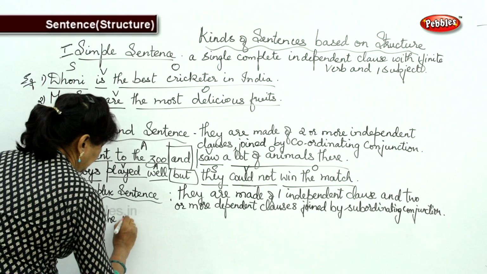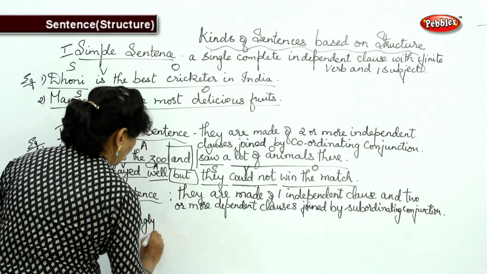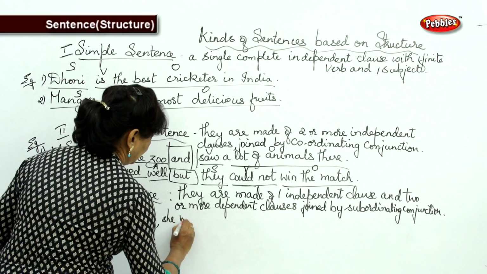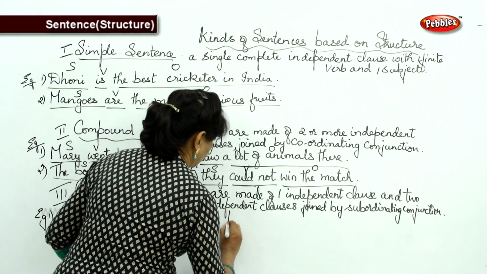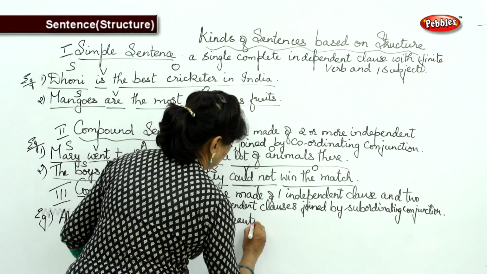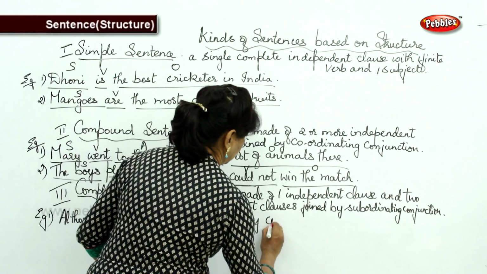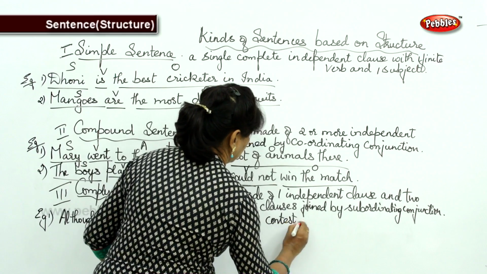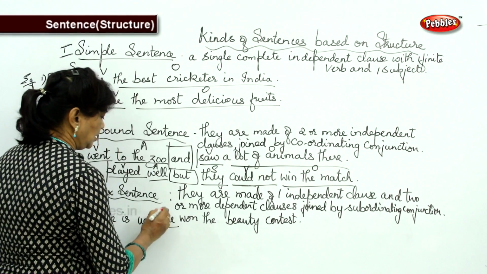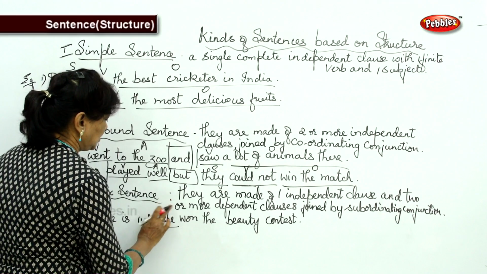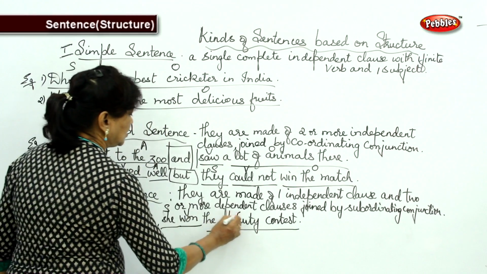Although she is ugly, she won the beauty contest. If you see now, she is a subject, one is a verb, one what? The beauty contest is the object.